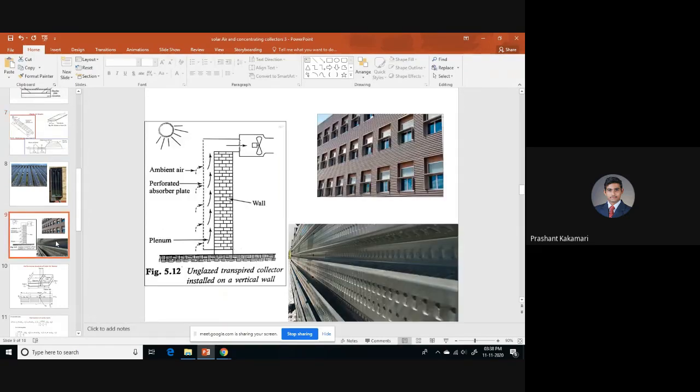Next application is the unglazed transparent collector. It is also called UTC. Okay.